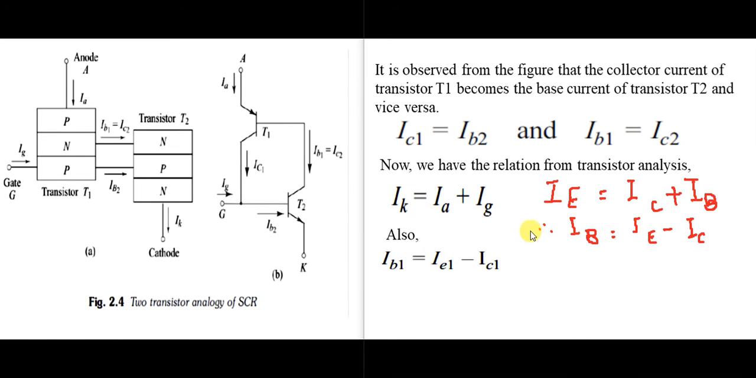Okay. So if I take out base current, then base current is equal to emitter current minus collector current. So with respect to transistor T1, the base current of transistor T1 is equal to emitter current minus collector current. These two equations are synonymous with those two equations. This is the general equation for any transistor: emitter current equals collector current plus base current. So if I want base current, then base current equals emitter current minus the collector current. These are equivalent representations of these equations.